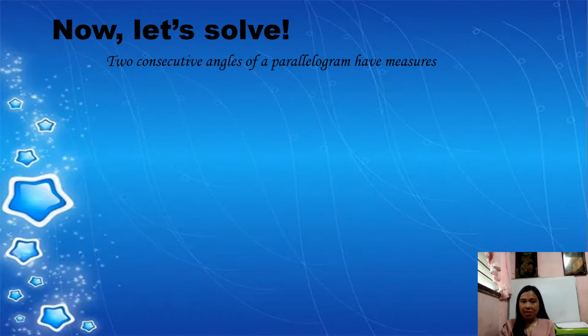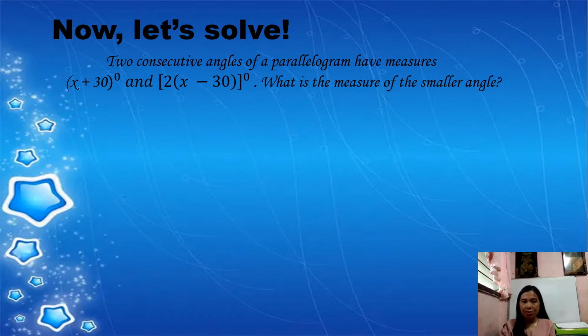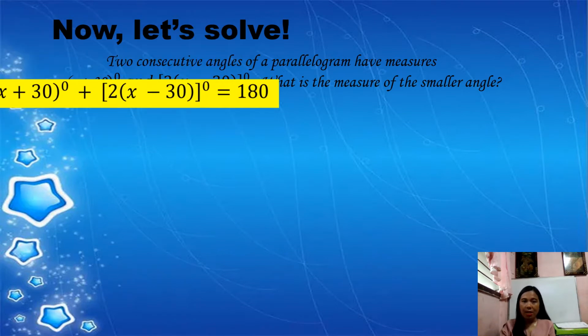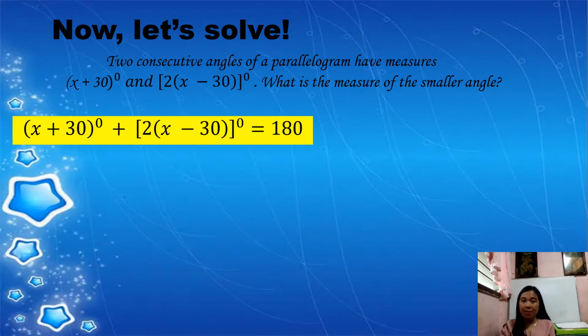Two consecutive angles of a parallelogram have measures x plus 30 and 2 times x minus 30. What is the measure of the smaller angle? The problem is on consecutive angles. Take note that by parallelogram property number 3, consecutive angles are supplementary. So when we add x plus 30 and 2 times x minus 30, they should be equal to 180.